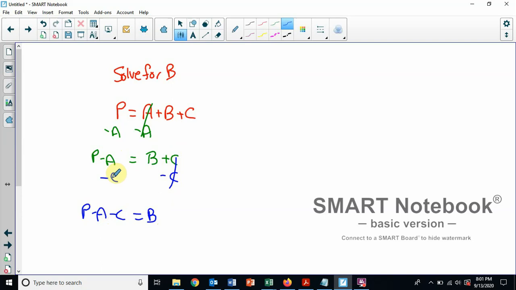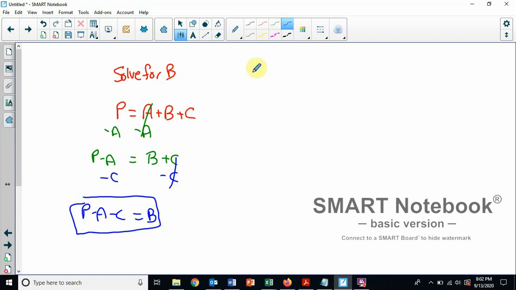Notice none of these are the same letter, P, A, and C, so none of them can be combined together. So they just stay P minus A minus C. Now I have B by itself, so I have solved for B. Yes, I know I don't know B is 6 or B is 12 or B is 100, but I do have B by itself, which is what I'm trying to do. I'm trying to solve for B.